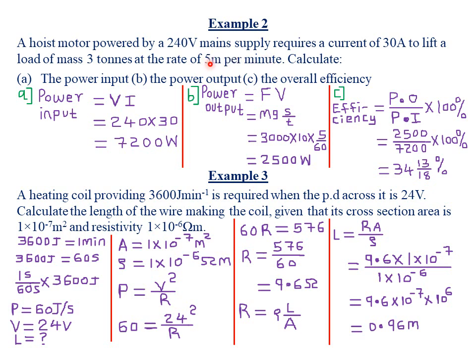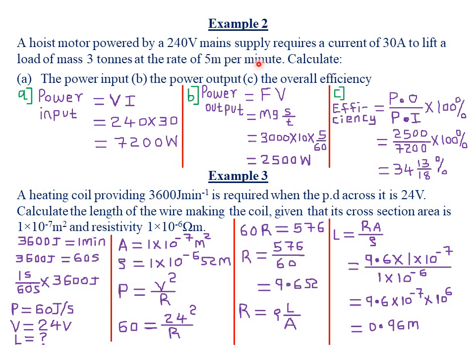Therefore, it is covering a distance of 5 meters in 1 minute. But we know that the SI unit of time is actually the seconds. Therefore, we'll convert the minutes into seconds. So this simply means 5 meters in 1 minute.